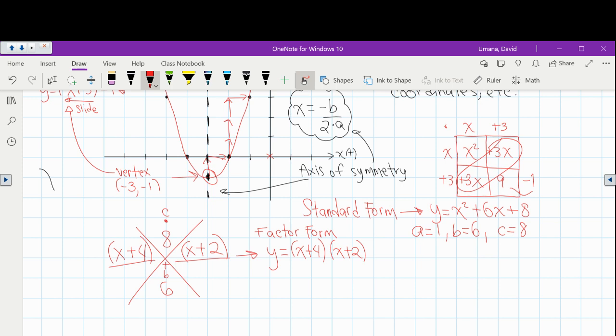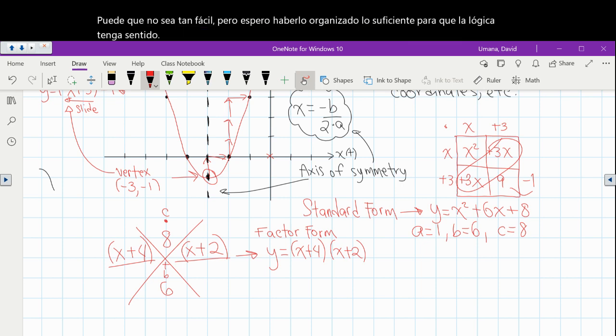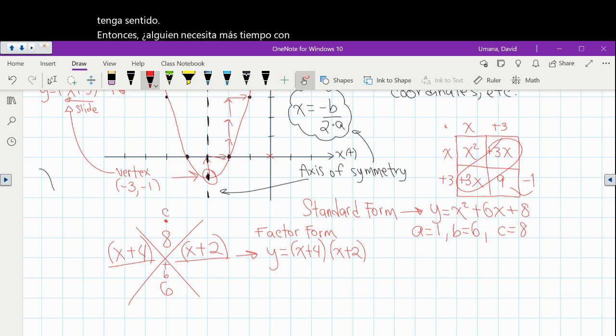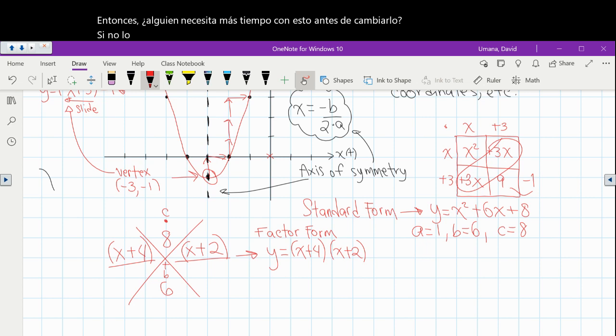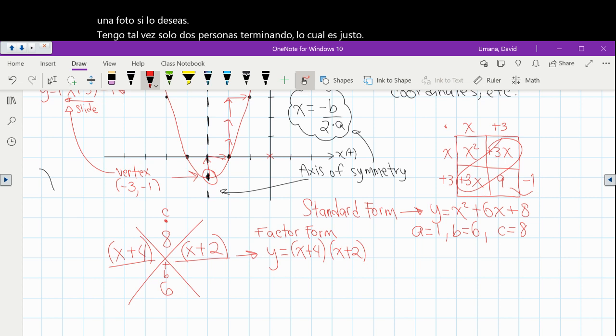Now, one of these sides is easy, I think. And then the other side is review, where it may not be as easy, but I'm kind of hoping I organized it enough so that the logic will make sense. So, does anybody need more time with this before I change it? If you haven't had a chance to, and you're kind of behind, you might even take a picture of it if you want. I have maybe just 2 people finishing up, which is fair. So maybe at the very least, have a picture to go with.